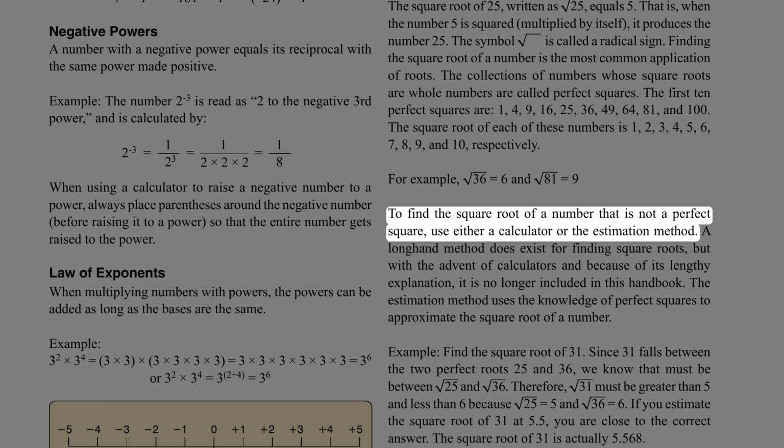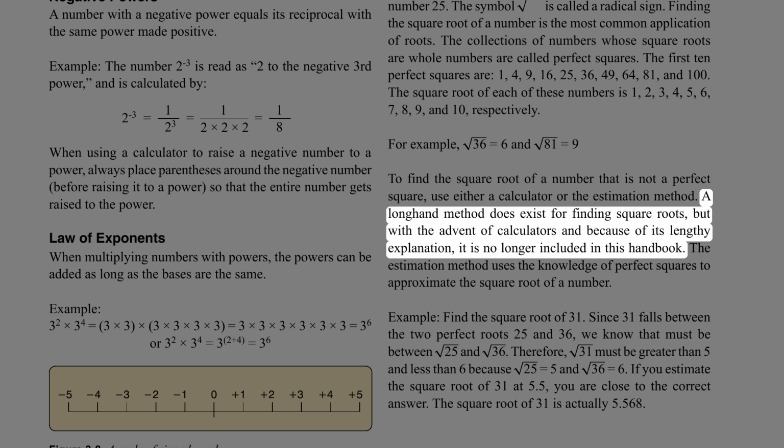To find the square root of a number that is not a perfect square, use either a calculator or the estimation method. A longhand method does exist for finding square roots, but with the advent of calculators and because of its lengthy explanation, it is no longer included in this handbook.